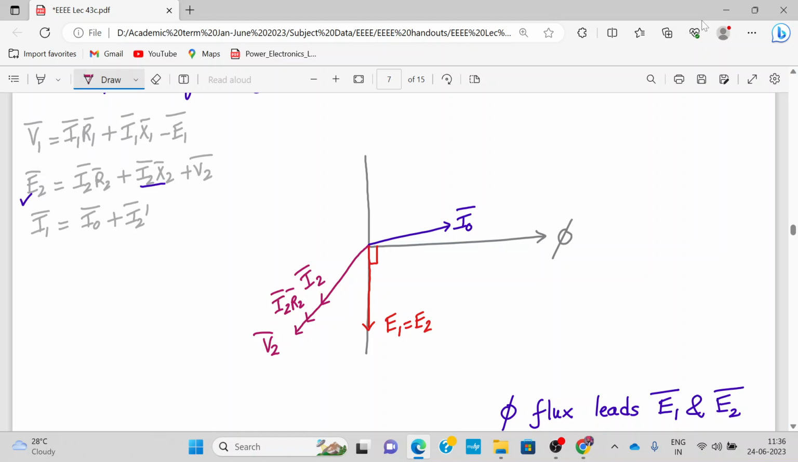Now, where will I2 X2 come? It is a reactance, so I2 X2 will be 90 degrees out of phase with I2 R2. Why? Because this is a reactance, and this reactance will lag behind that. So we have E2 as I2 R2 plus I2 X2 plus V2. This is V2. I2 X2 is this.